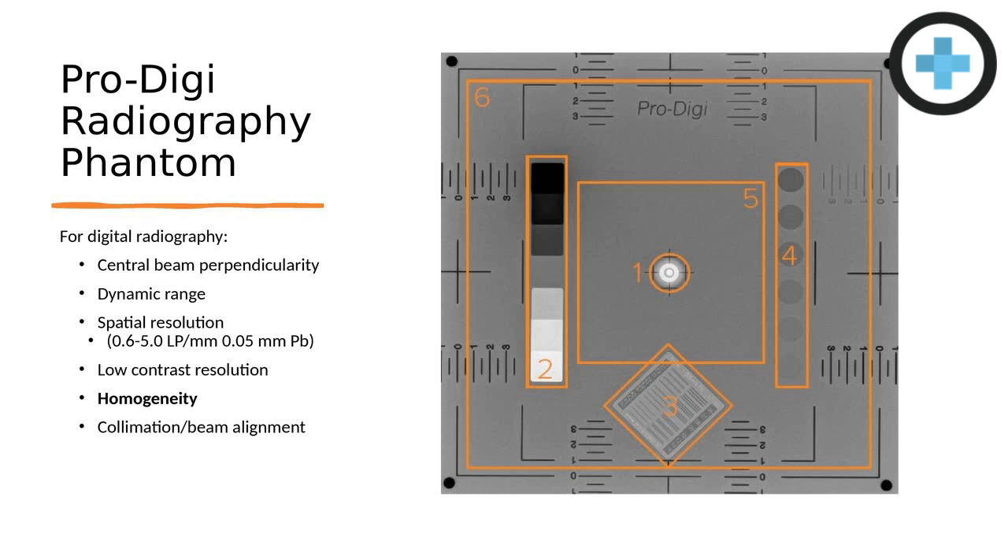homogeneity. Here we're going to check for any artifacts, see if they're visible in the central area of the phantom, central number 5 region. This part of the image does not contain any test objects, so you can also use that area for a signal to noise ratio measurement. And ideally, you want that phantom image to be homogeneous and free from any artifacts.